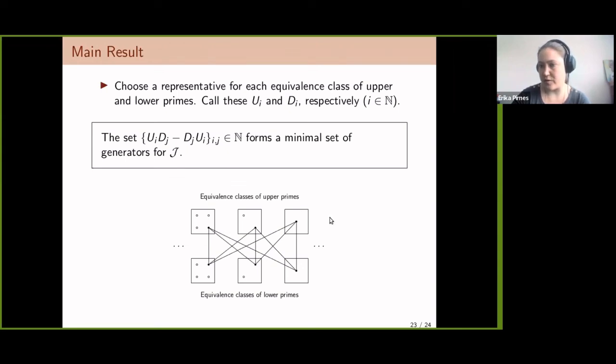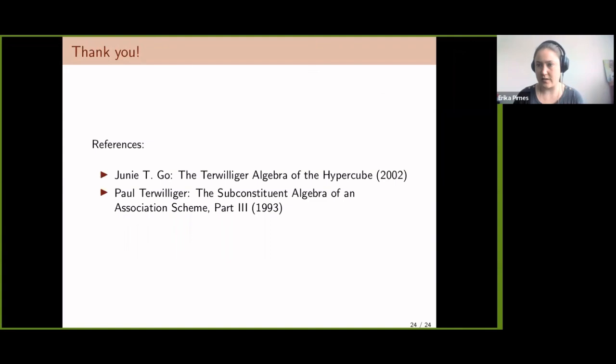So the previous result said we need to take at least one representative, and assume those commute. But then it's a little bit more work to say that this is actually still a generating set, but that's not too bad. Okay, so I think I am done. And here are some references.